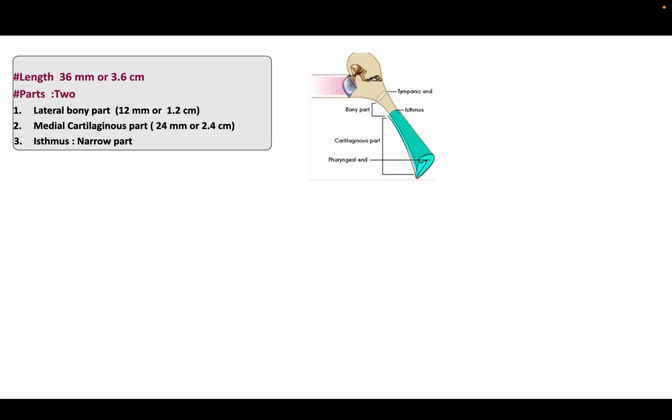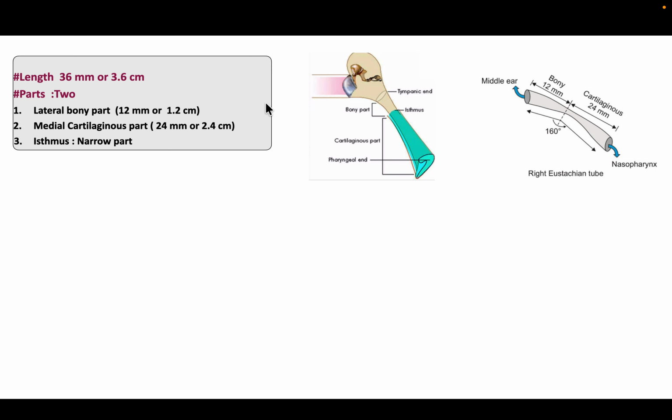It has main parts. There are two major parts, but a third part, the isthmus, is the narrow part between the two: the lateral bony part, which is 12 millimeter or 1.2 centimeter, and the medial cartilaginous part, which is 24 millimeter or 2.4 centimeter. The junctional point between these two parts is given the name isthmus, or narrow part. So mainly it has two parts, the lateral bony part and the medial cartilaginous part, and the total length is 36 millimeter or 3.6 centimeter. Out of this, the cartilaginous part is longer, 2.4 centimeter or 24 millimeter, and the lateral bony part is smaller, 12 millimeter or 1.2 centimeter.